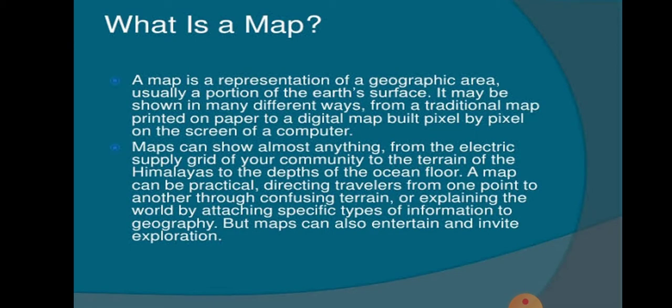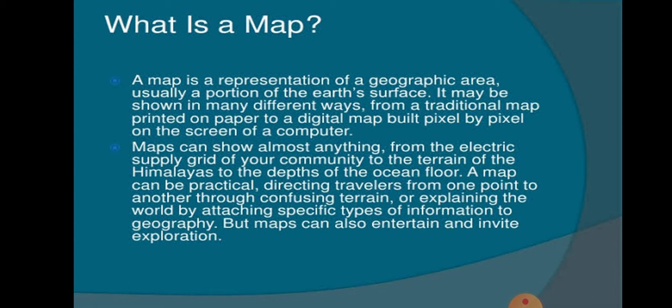First one, what is a map? A map is a representation of a geographical area, usually a portion of the Earth's surface. It may be shown in many different ways, from a traditional map printed on paper to a digital map built pixel by pixel on the screen of a computer. So, a simple quotation for you. What is a map? A map is a representation of the Earth's surface.